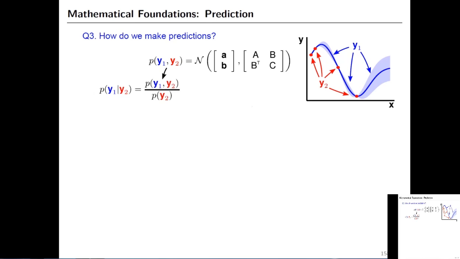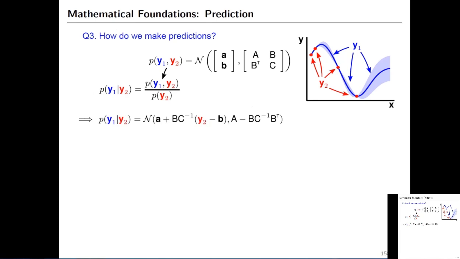This is exactly the same thing as we did on the first couple of slides, where we took a 2D Gaussian and I told you what the value of Y1 was, and the value of Y2 then followed a Gaussian distribution with a particular mean and a particular covariance. I'm just going to talk through a bit more formally about how to calculate that for multidimensional quantities.